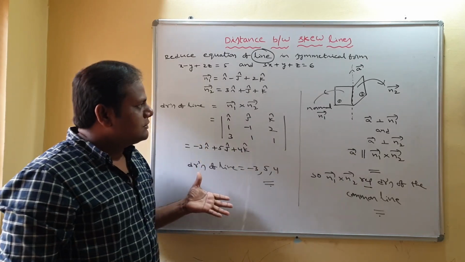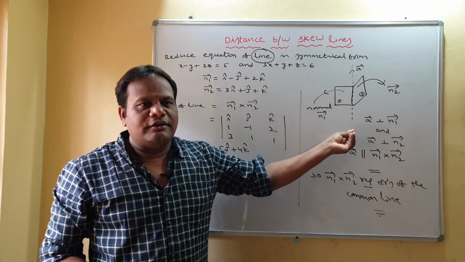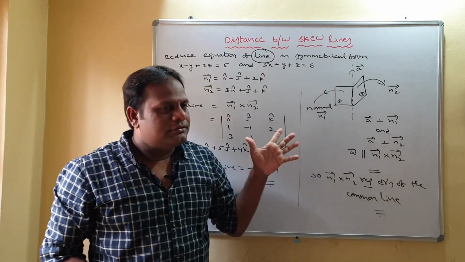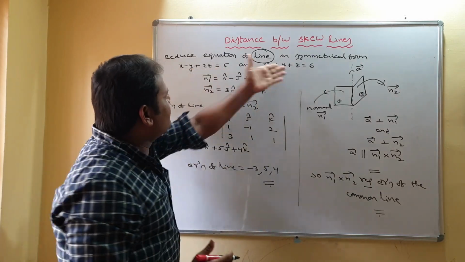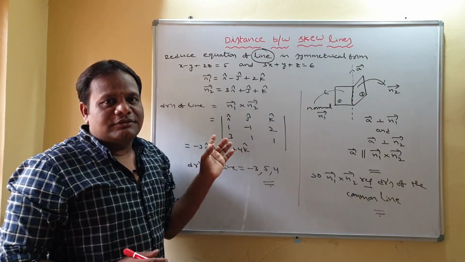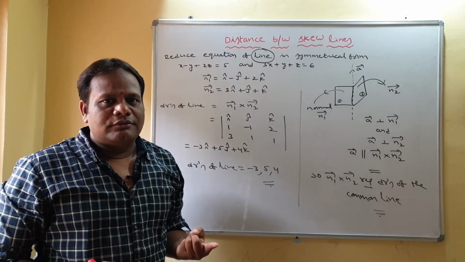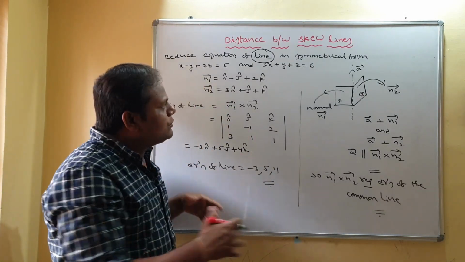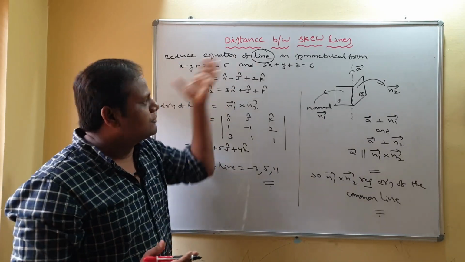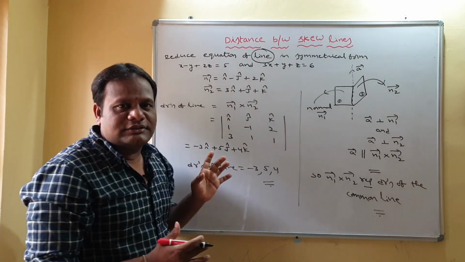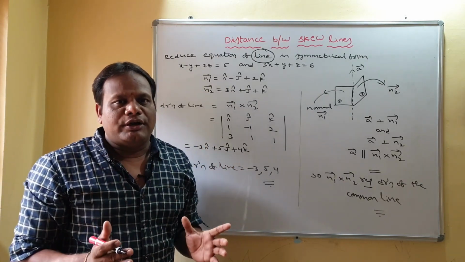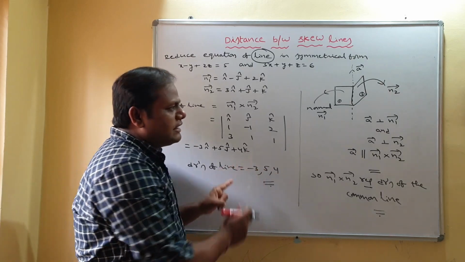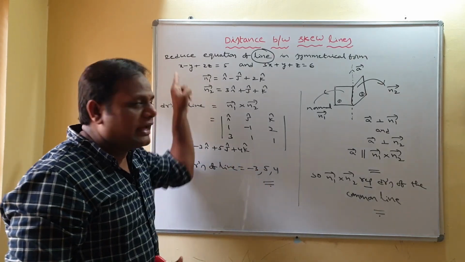Okay. So we got dr's. Now we have to find a point on the line. To find a point on the line, we put z equal to 0 in both equations and we get one common point. It's not compulsory to take z equal to 0. You can take y equal to 0, then solve the two equations, and you can get the x value and z value. Finally, you are left with one common point. By taking that point and these dr's, we can write the line equation in symmetrical form.